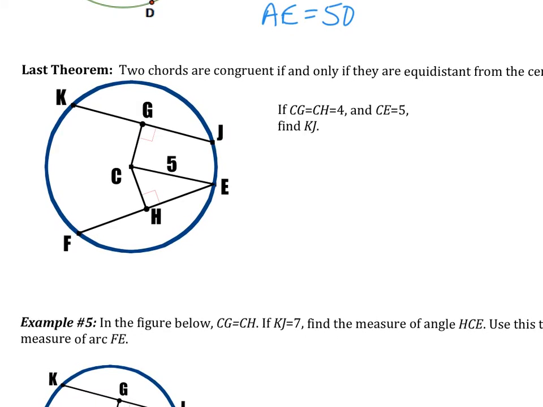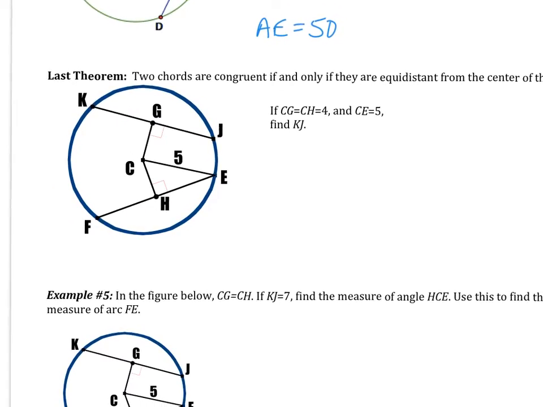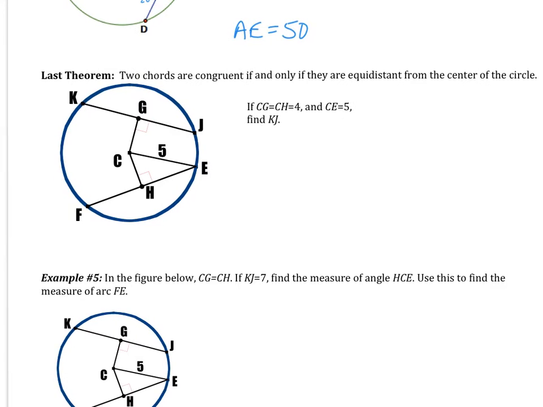Two chords are congruent if and only if they are equidistant from the center of the circle. What that essentially means is tick, tick. So, if KJ is the same distance away from the center as FE, then they're equal to each other.